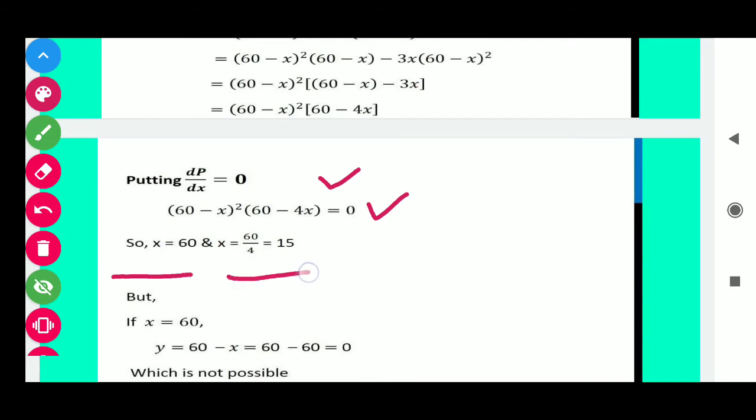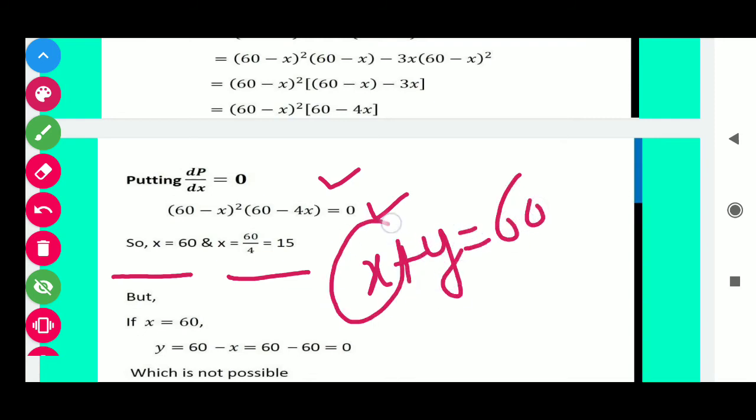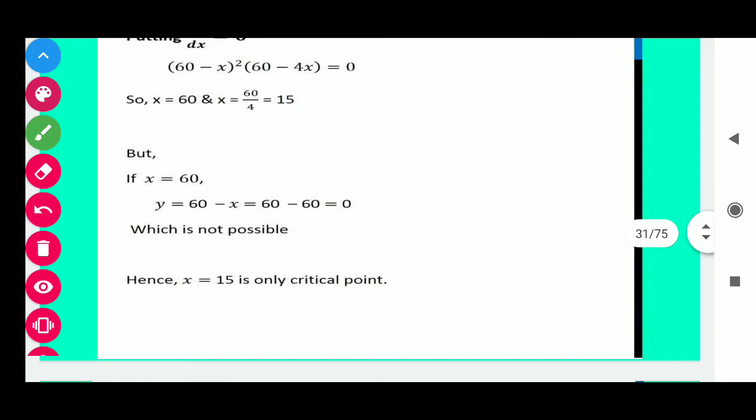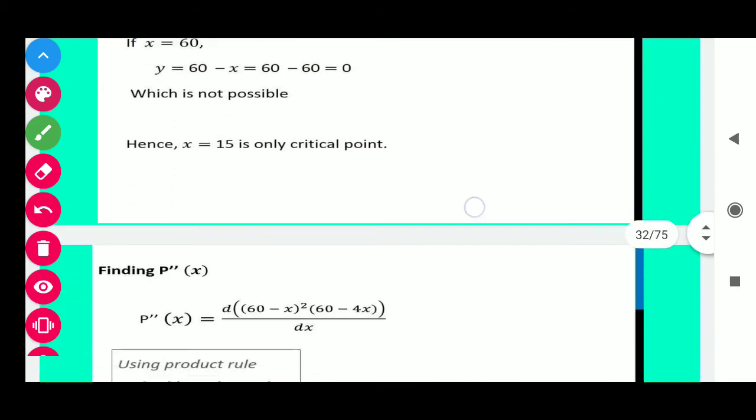But students, you can see here that the sum of two numbers is 60. If one number itself is 60, then what is the need of the second number? So students, in this way we reject x = 60. We take x = 15. In this way x = 15 is the only critical point.